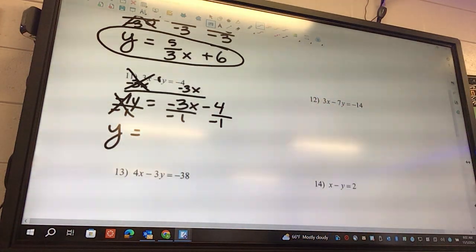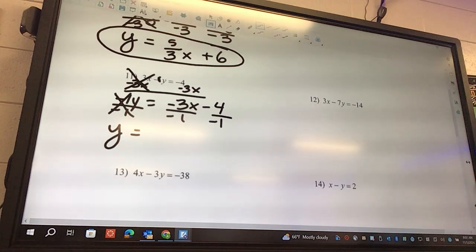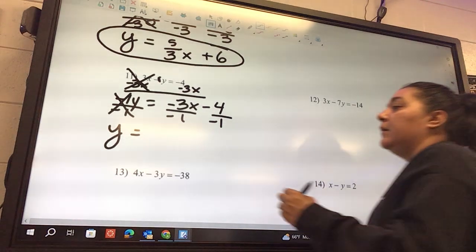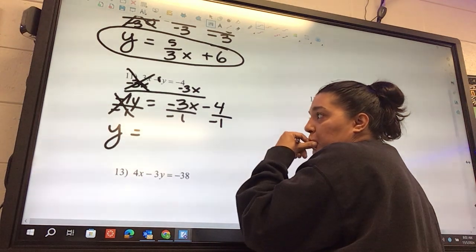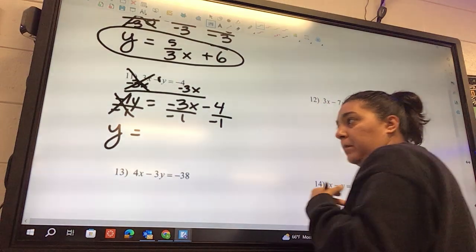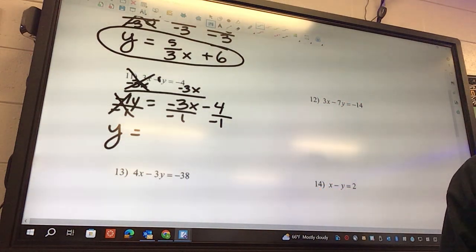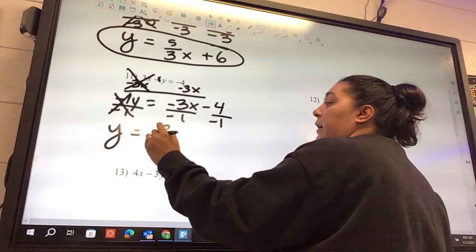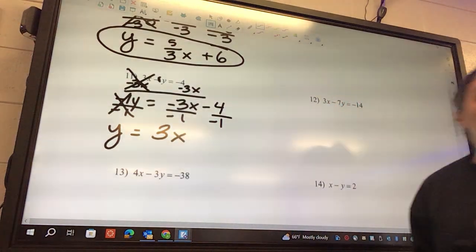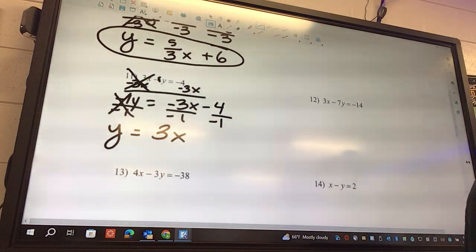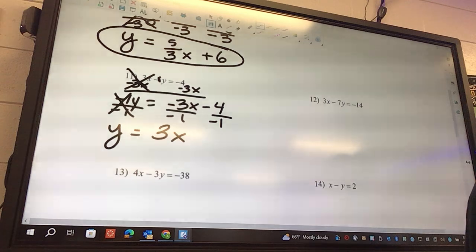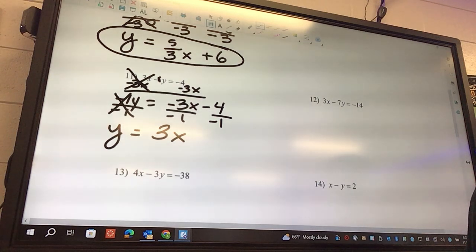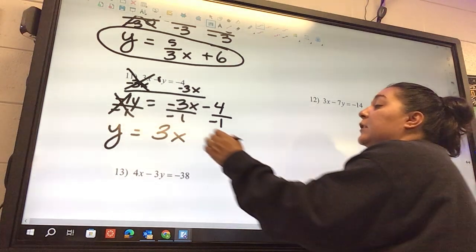Negative 3 divided by negative 1. Yes, 3 over 1. Use your calculator. Is positive 3. We got 3x. Negative 4 over negative 1 is a positive 4.